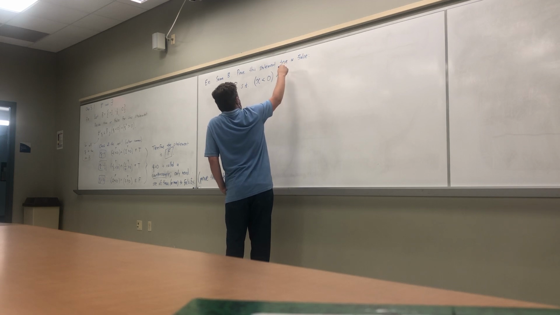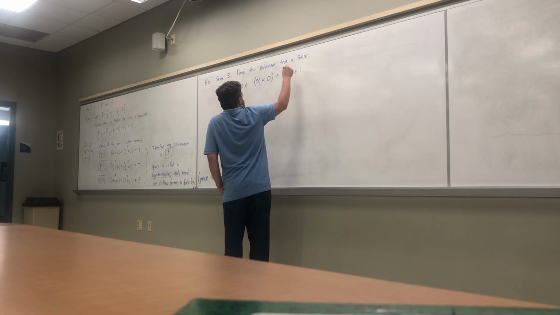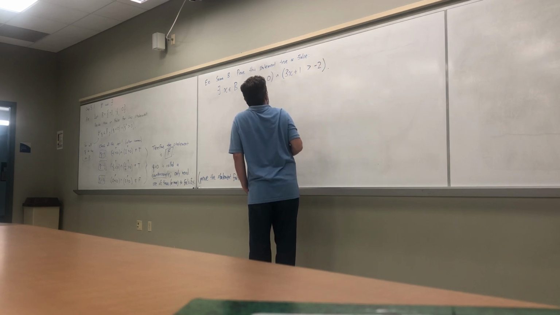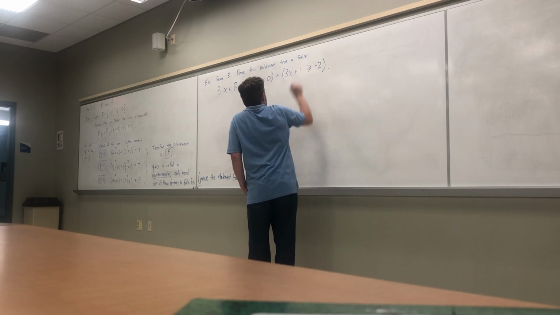Simple. That'll probably be easy, but that's okay. 3x + 1 is greater than -2. Okay, maybe make it greater than or equal.